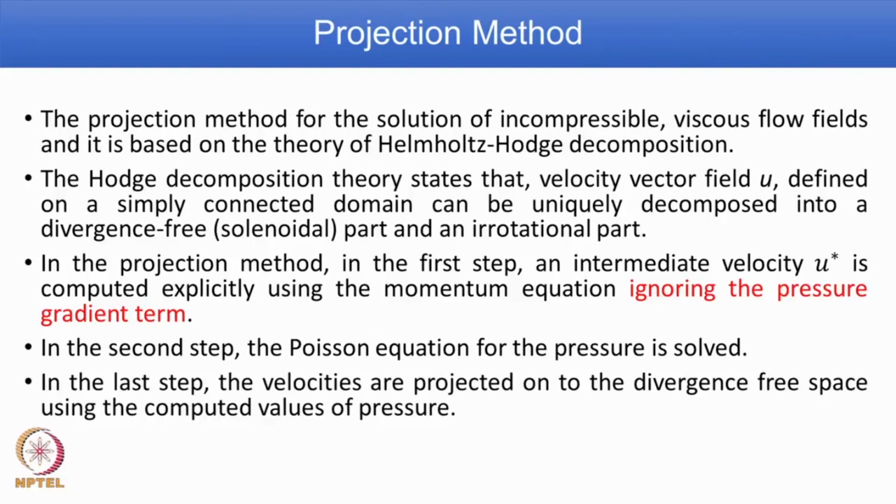So, in the last step, velocities are projected onto the divergence free space using the computed values of pressure. That is, you solve the pressure Poisson equation, get a pressure, and that is used to correct the intermediate velocity field u star and v star, and that is supposed to satisfy the divergence free condition, that is the continuity equation.